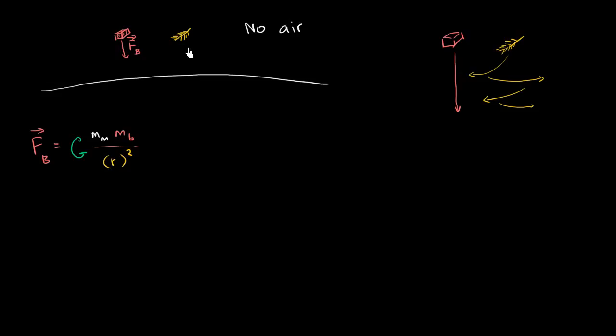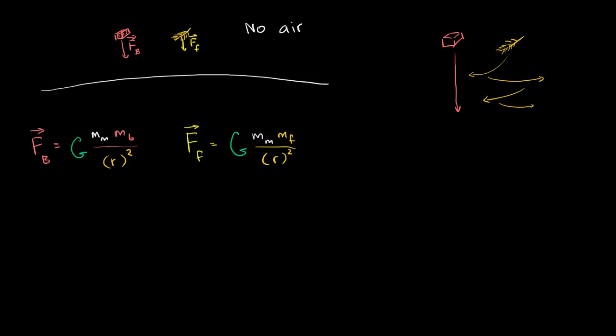What's going to be the force on the feather? The force due to gravity on the feather. Or another way to think about it, the weight of the feather on the moon. So what is the force on the feather? We'll do the same calculation. The force on the feather is going to be equal to big G times the mass of the moon, times the mass of the feather, divided by the distance between the center of the feather and the center of the moon squared. That's the distance, and then we square it.